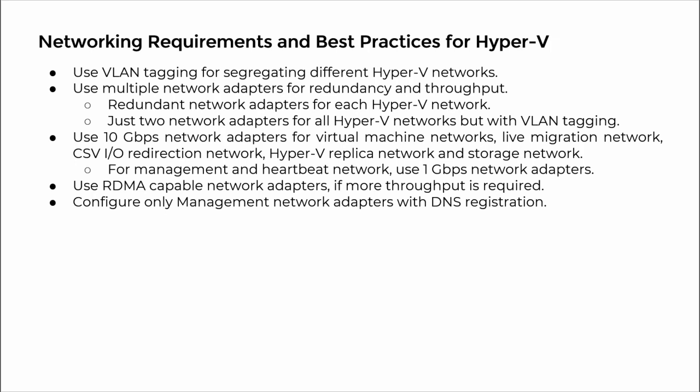You have to use 10 gig or higher speed network adapters for virtual machine networks, live migration networks, CSV IO redirection network, Hyper-V replica network, and storage network. And for all the other types of network, such as management network and heartbeat network, 1 gig NICs can be used. Use RDMA capable network adapters if possible, if you prefer enhanced network throughput, and configure only the management network adapter with DNS registration, as it will ensure that the Hyper-V host's hostname is registered with the IP address of the management NIC in DNS.